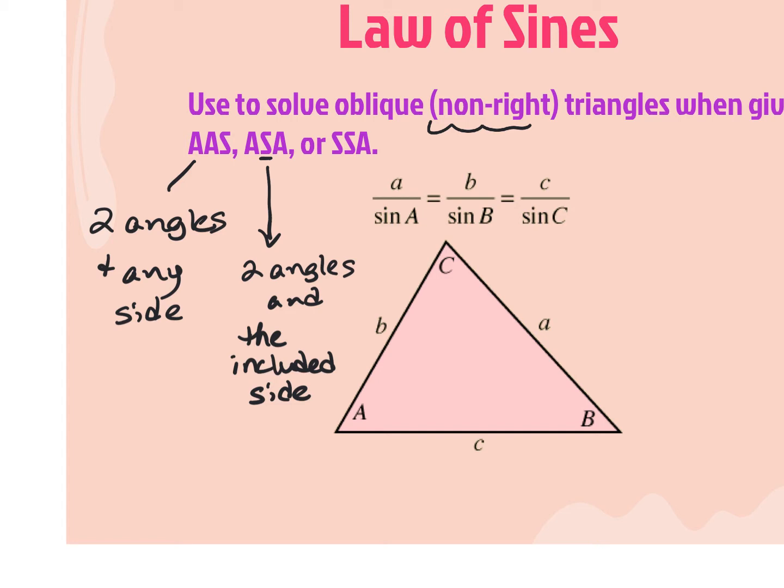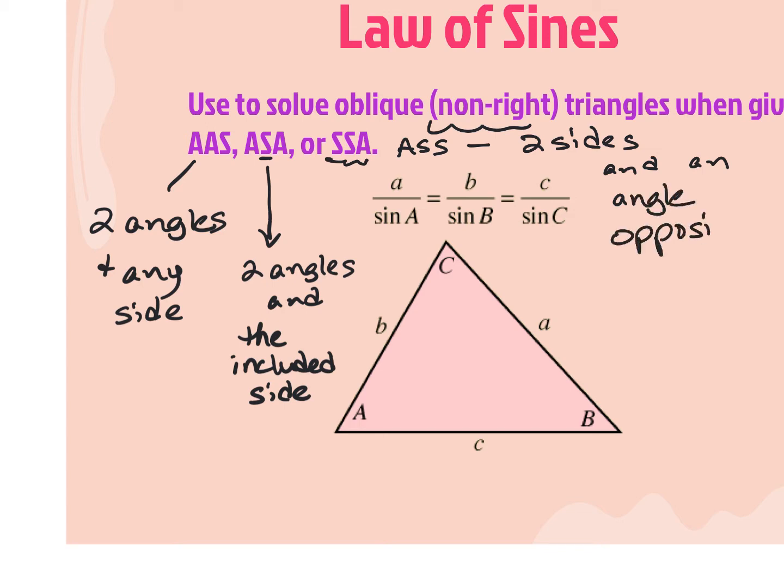And then the last case, this SSA. If you remember back to your geometry days, if I reverse the order of these letters, it spells ASS. There was no shortcut to prove two triangles congruent using ASS or SSA. What this is going to be telling you is you're going to be given two sides and an angle opposite, so an angle that's opposite to one of the sides that are given.